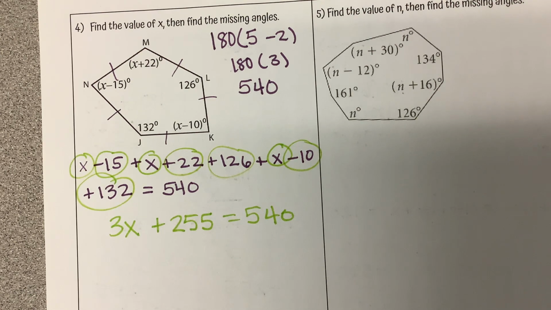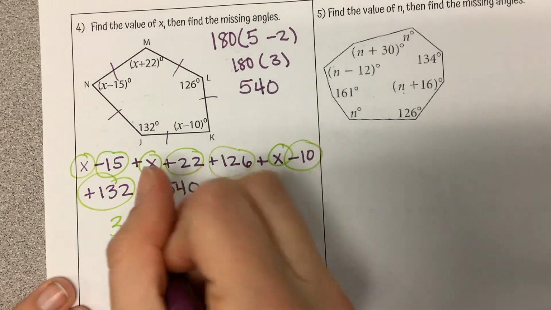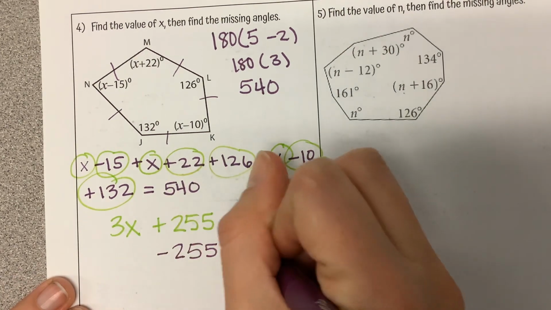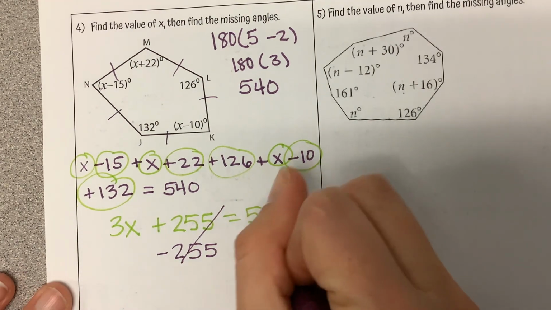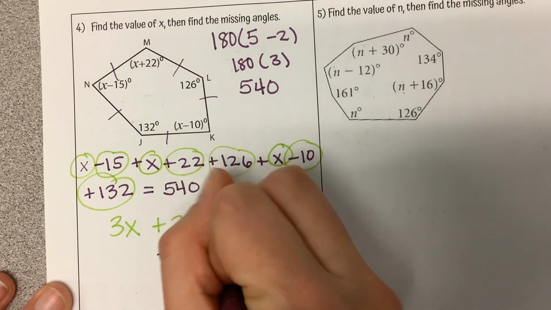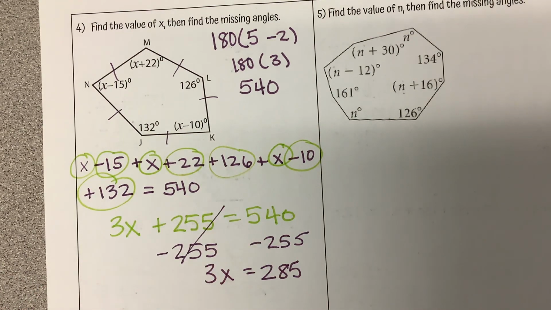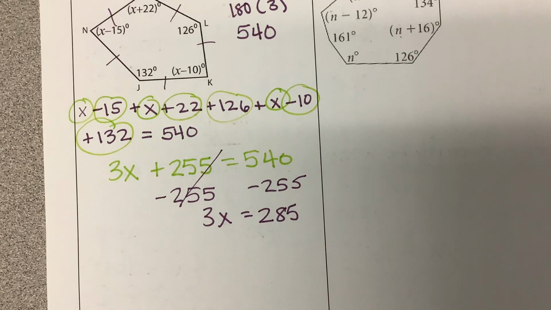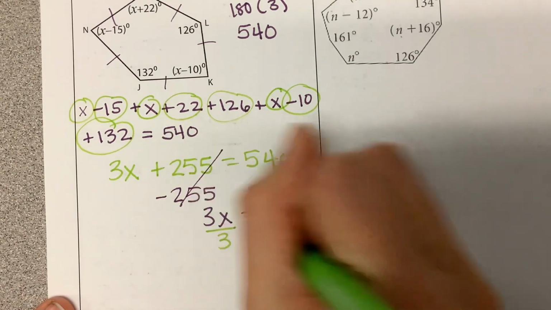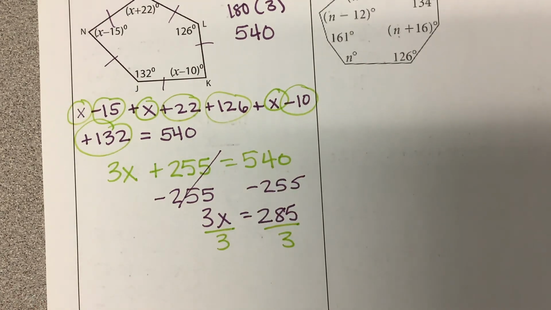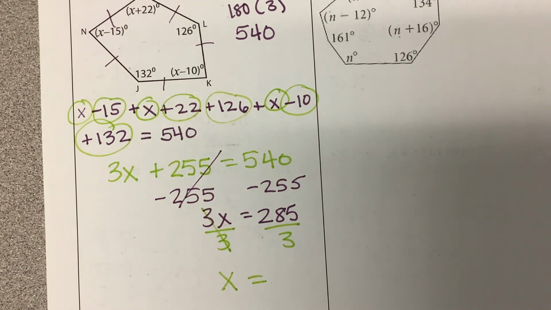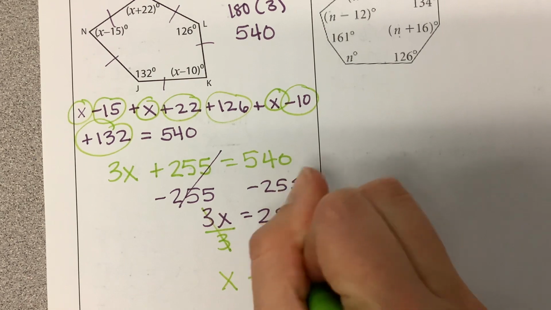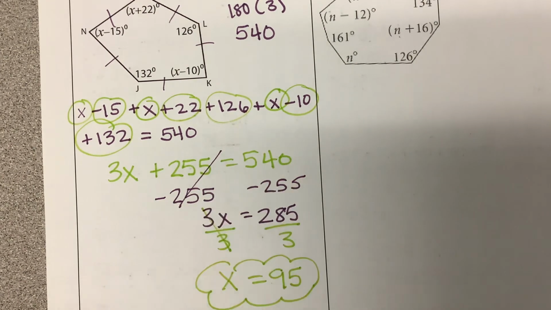Then we can solve this equation. We're going to get rid of the 255 by subtracting that from each side. 540 minus 255 is 285. So we get 3x is equal to 285. X is being multiplied by 3. The opposite is to divide by 3. So we get x is equal to 95. So that's part 1. We figured out what x is.